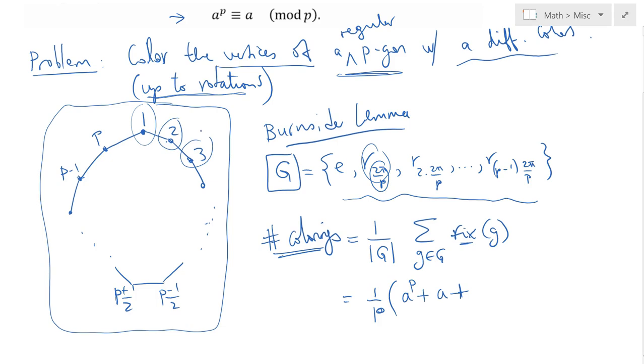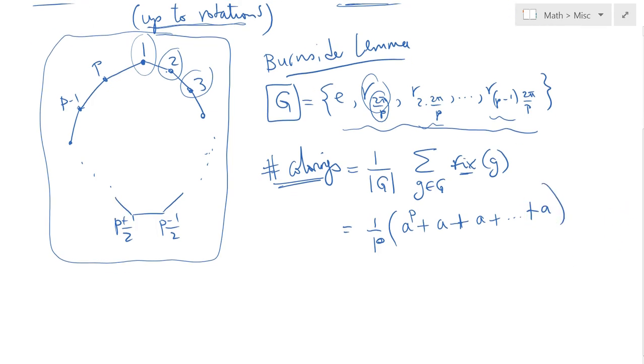there's a unique cycle, because P is a prime. That's the main reason. Because there's a unique cycle, there are A different ways you can color that. And because P is prime, every single one of these rotations will just create this big unique cycle. So each one will have just A different ways. So the fix of g for all of these, except for the identity symmetry, will be equal to A. So we have P minus 1 of these A.